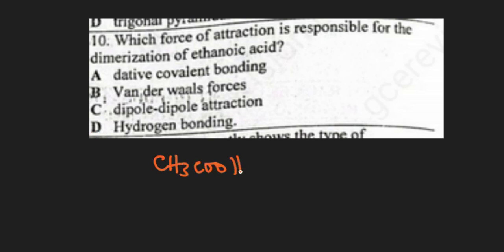Number 10. Which force of attraction is responsible for the dimerization of ethanoic acid? For dimerization, a dimer simply is a molecule that is made up of identical smaller molecules combined. So if we have ethanoic acid, the dimer will be when it combines. So the dimer will be 2 times it. So a larger molecule made up of 2 identical smaller molecules. So hydrogen bonding is responsible for the dimerization of organic acid. We have D to be our best option.